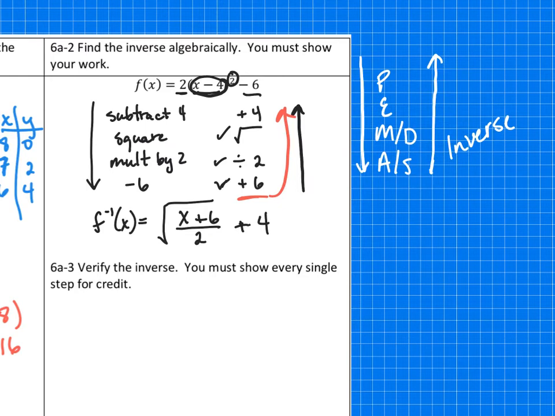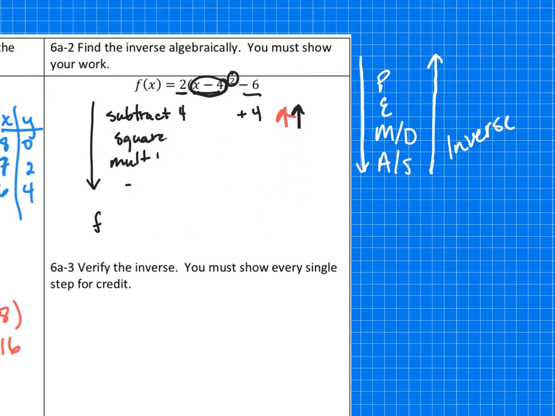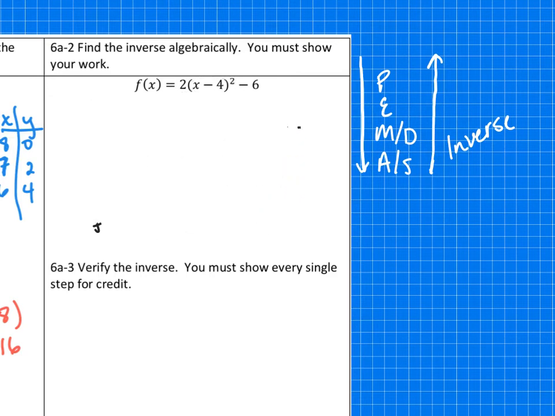That's one method. I'm going to go ahead and erase that and show you the other method, which is simply just switching x and y and solving for y. Some people struggle with that more than others because you're not finding a number, you're finding a new equation. So remember, f of x is just y, so I'm going to swap x and y. So I've got x equals 2 times (y minus 4) squared minus 6.